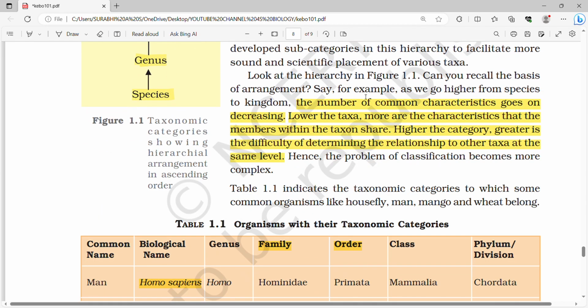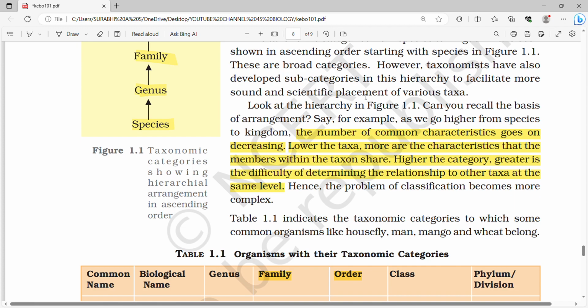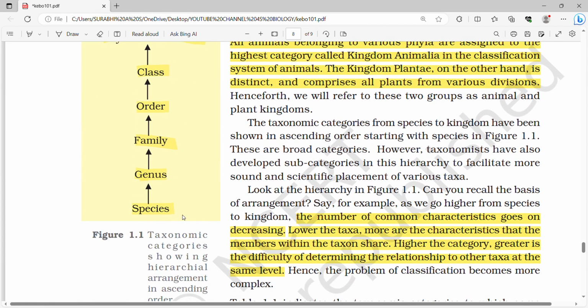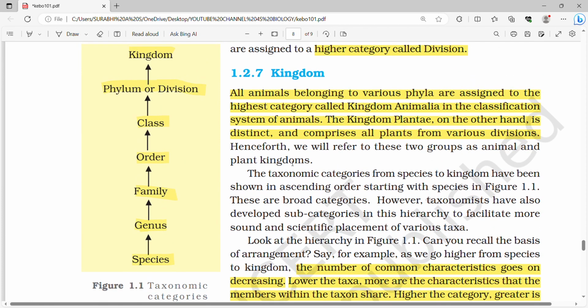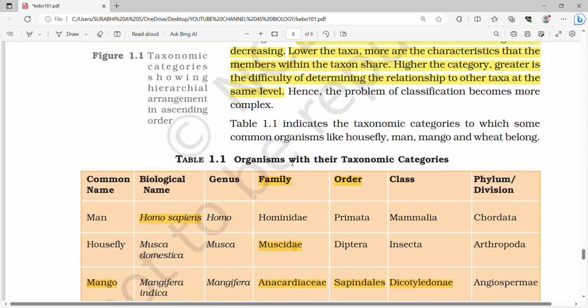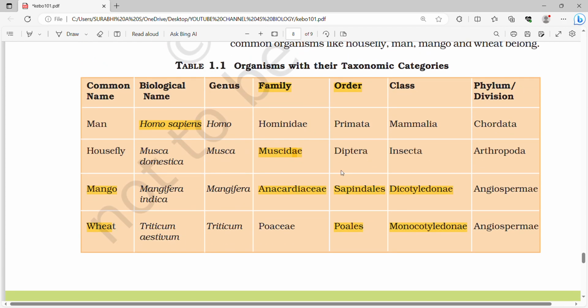The number of common characters goes on decreasing. So the lower the taxa, the more are the characters that the members within the taxon share. The higher the category, the greater is the difficulty of determining the relationship to other taxa at the same level. In species, you have many relationships, but if you go up to kingdom, it will be difficult to determine the relationship. So in this table they have asked many questions in previous years also.